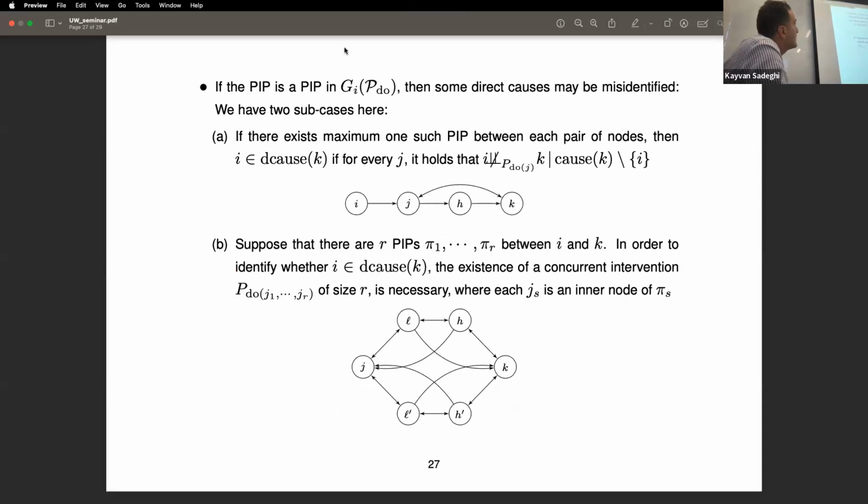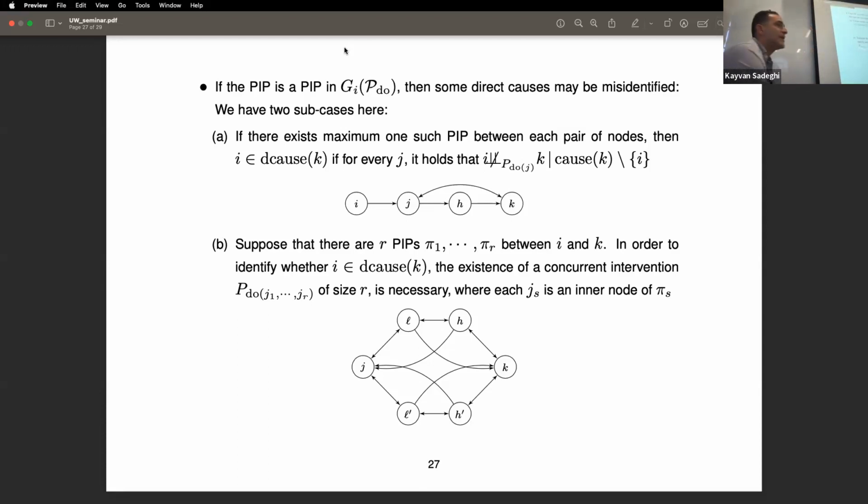For some other types, we can fix it by looking at another interventional family inside of the graph. So this type is fixable. The only type that is not fixable is when you have several of these primitive inducing paths between a non-adjacent pair of nodes. If you have R primitive inducing paths between a non-adjacent pair of nodes, then you need an intervention of size R. So you need to concurrently intervene on R variables to be able to detect whether there is a direct cause or not.